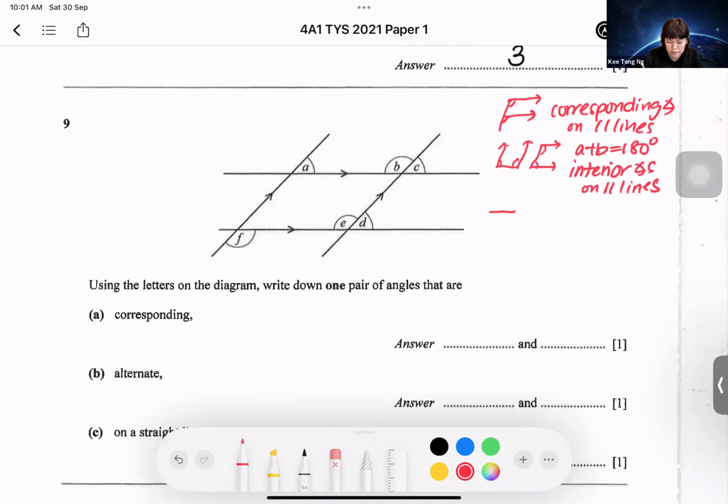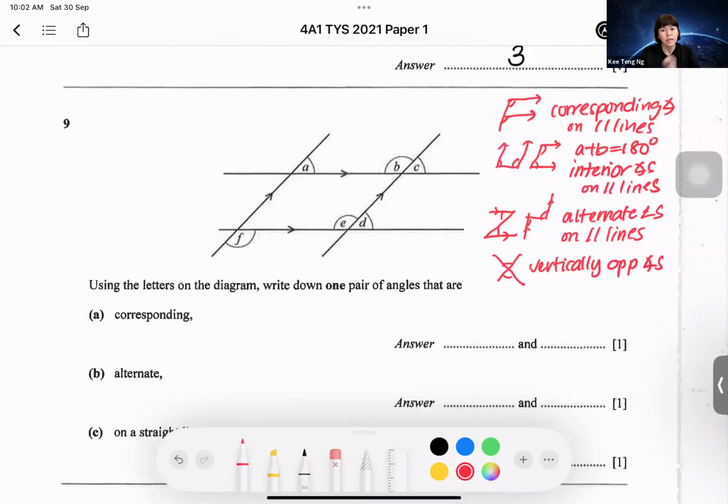Then next one, letter Z. Letter Z, alternate angles. Sometimes the letter Z can appear in a different form, right? It can appear like that as well, or sometimes it appears in many different ways. So like that also can. Okay, so this is also alternate angles. So these are alternate angles on parallel lines. And last but not least, vertically opposite angles, right? Vertically opposite angles. All right. So now let's begin.